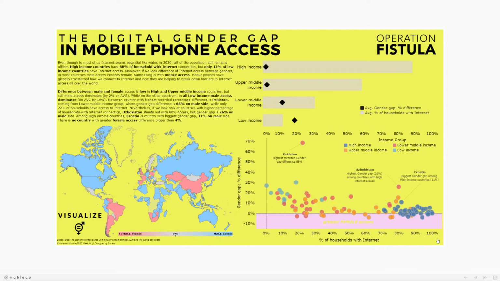Yeah, I agree with you there. It's a bit confusing because it also takes up the prime real estate. After the heading, the first thing I notice is this bar chart, but it really doesn't tell me anything about the digital gender gap.